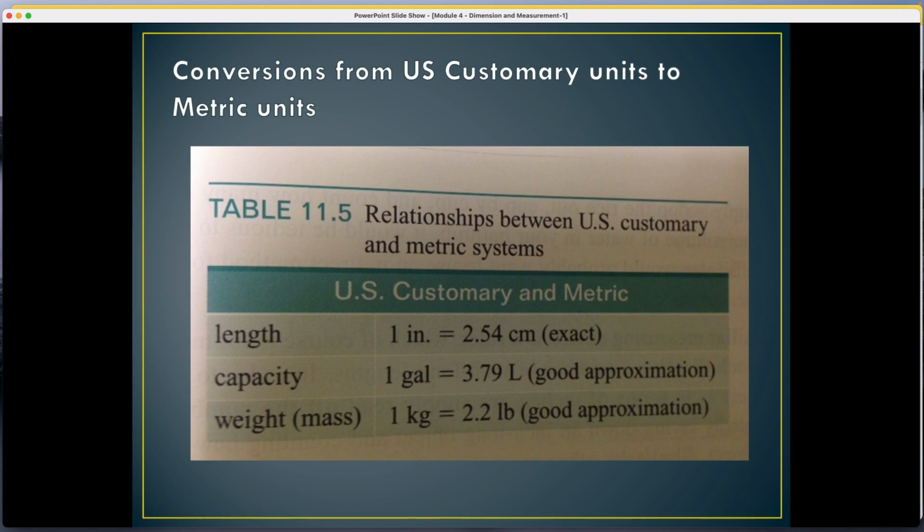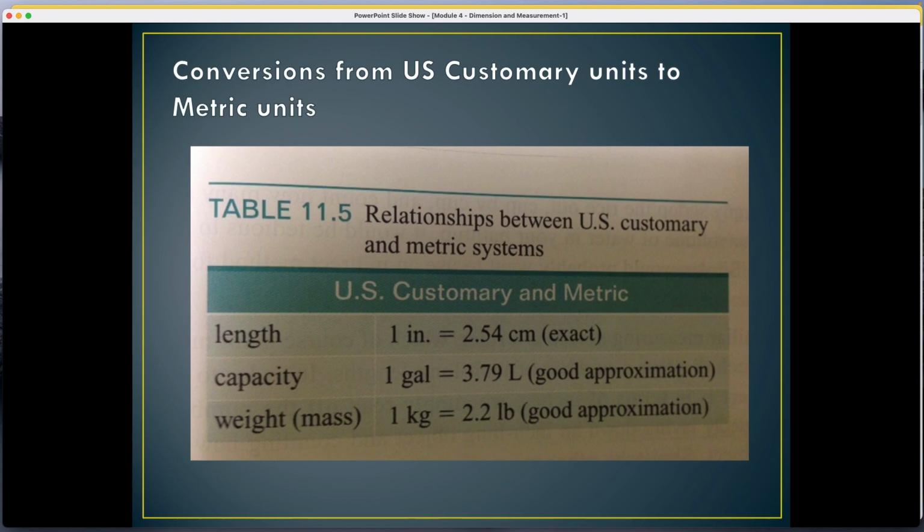Since it's not an exact, if you use a conversion tool, conversion calculator, you might get a more accurate but slightly different answer than if you use this number here. And again, weight is also 2.2 pounds per kilogram. It's a good estimate, it's close, but it's not exact. Probably it's 2.2 something. Okay.